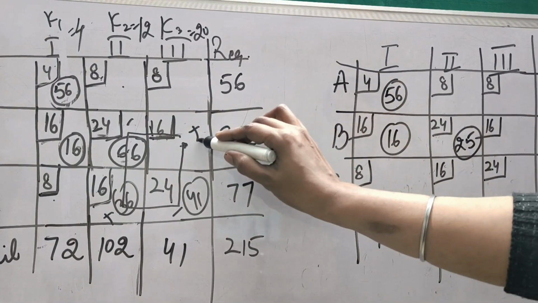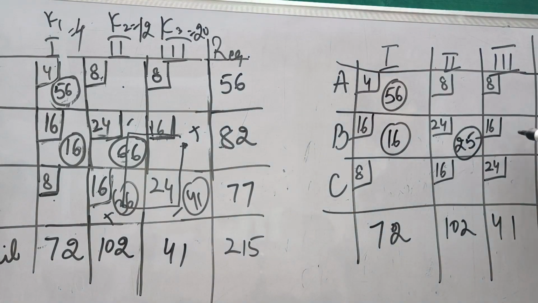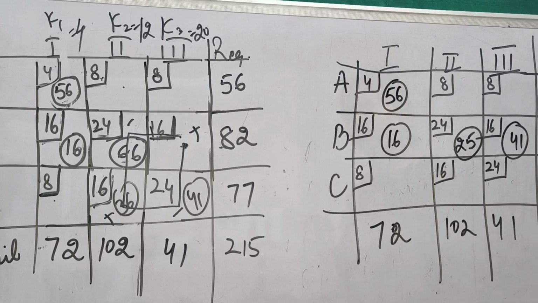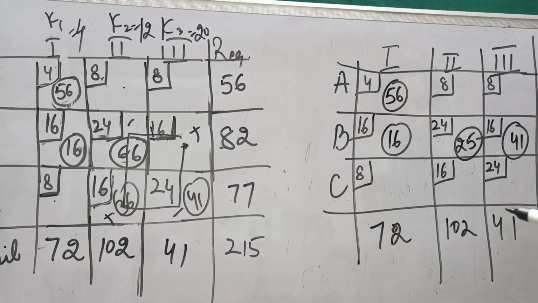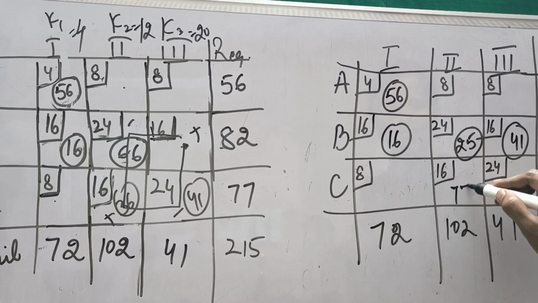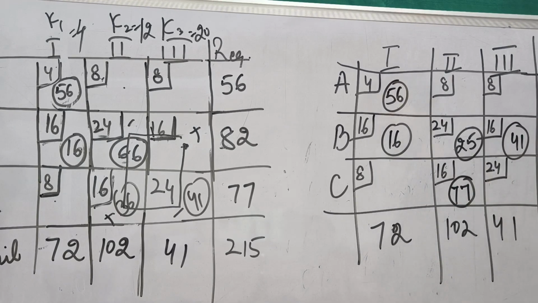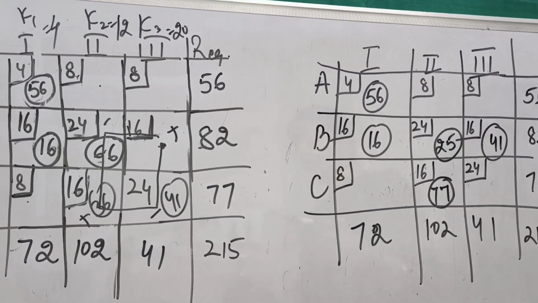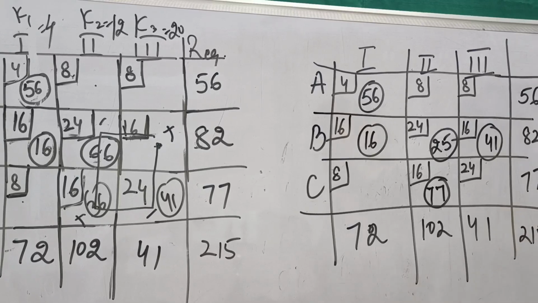Here there was no rim, so 0. 0 plus 41 will be 41. 41 minus 41 will be 0, need not write here. And 36 plus 41 will be 77 over here. So now see, from the old table, a new refreshed table has been designed. Now from this table, again we will see whether it is an optimum table or not.